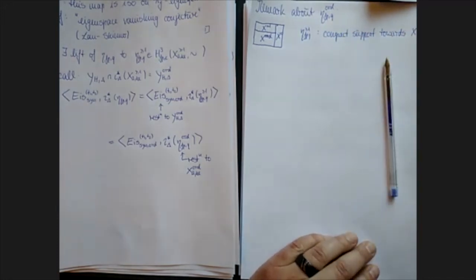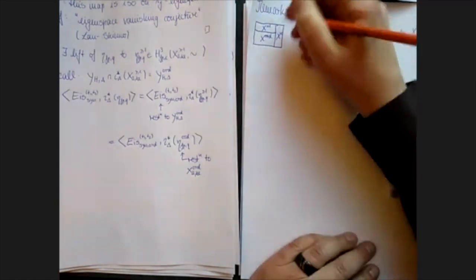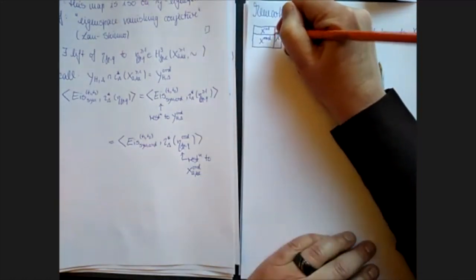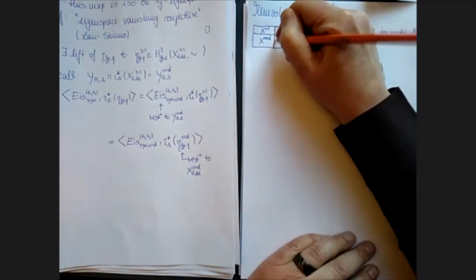So where is my colored pen? So this is this boundary here. Yeah.